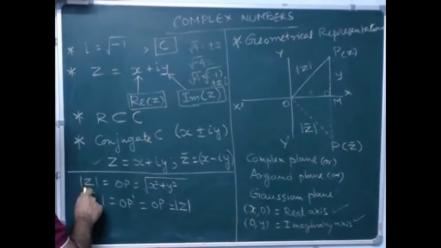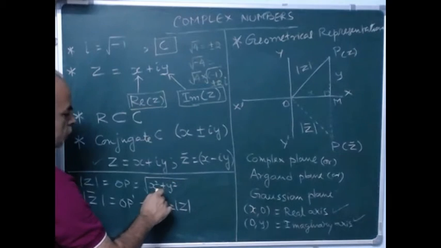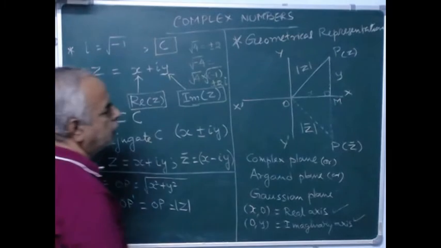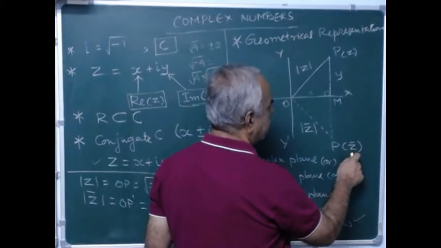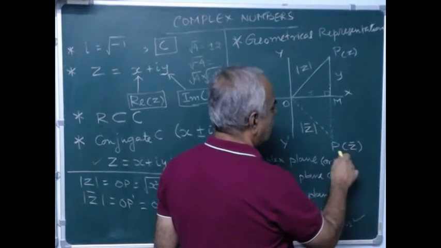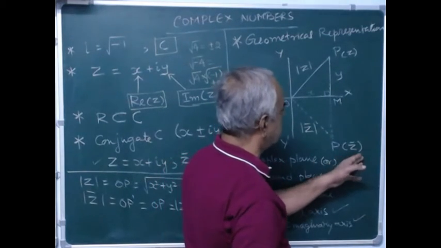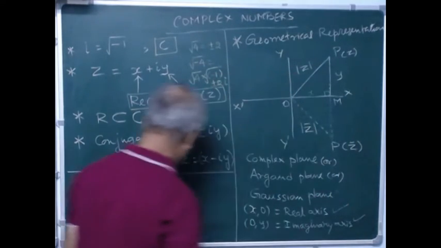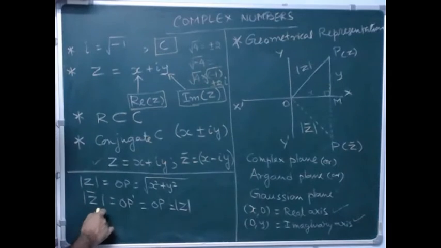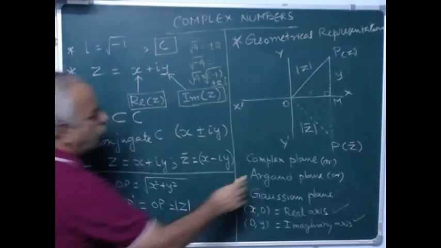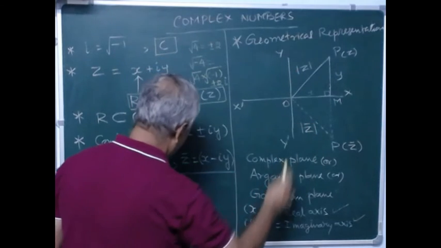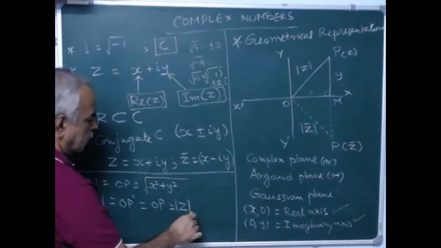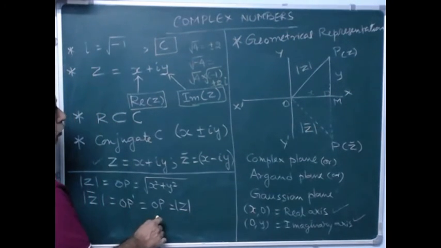So here modulus of z is equal to OP, that is nothing but the whole square root of x squared plus y squared, and z bar is given as OP dash, that is the conjugate of the complex number, which can be represented as P of z bar, which is just opposite to P of z, okay? And it is given as what? z bar, which is nothing but OP dash. So when you have got the same result, being the modulus, therefore modulus of z bar is equal to modulus of z, because OP dash is equal to OP.